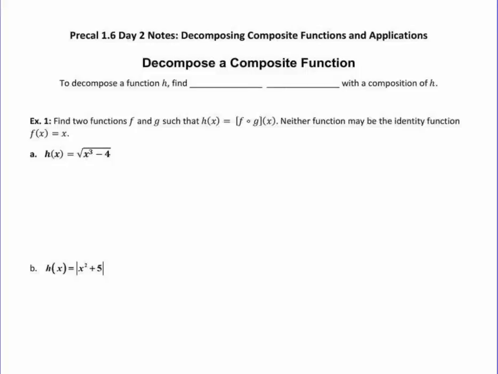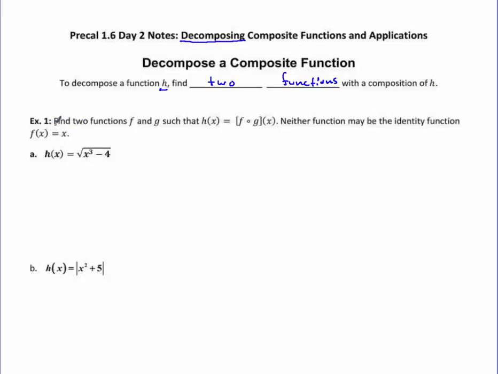Yesterday we did something called composite functions. Today we're going to keep working with composite functions, but we're going to do something called decomposing composite functions, which basically means we're just going to take them back apart to the original f of x and g of x. So to decompose a function h, you want to find two functions with a composition of h, and we'll see what that means in a minute.